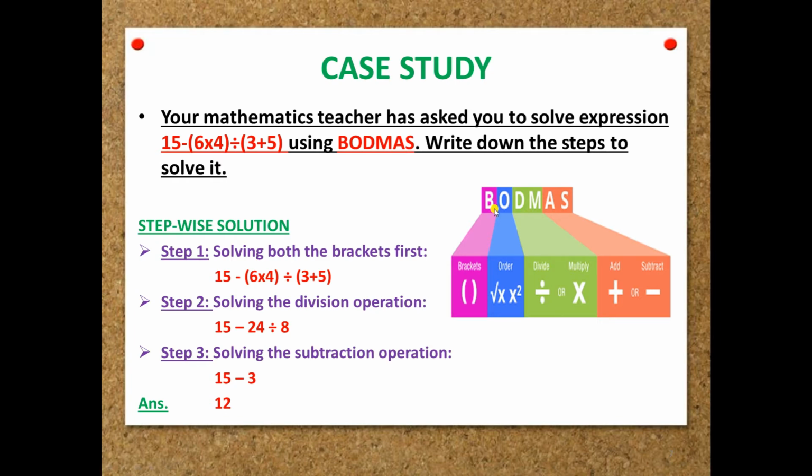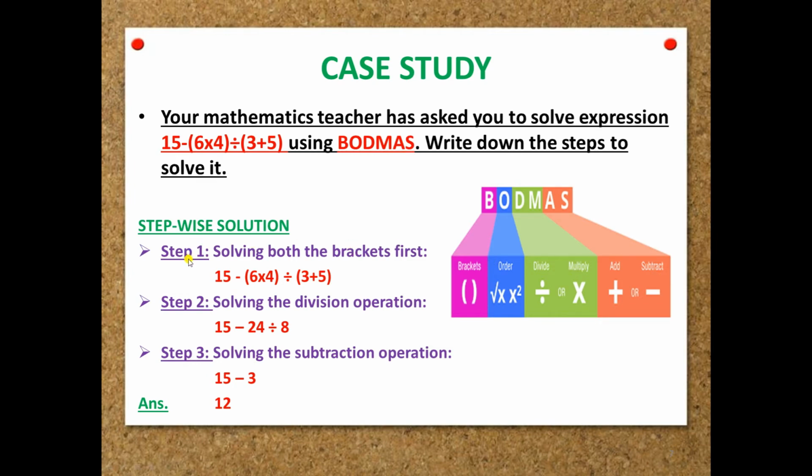Now see what is BODMAS. Here the B represents brackets, O represents the order, D represents divide, M represents multiply, A represents add or addition operation, and S represents subtract or subtraction. Okay? Now see the stepwise solution of this problem.